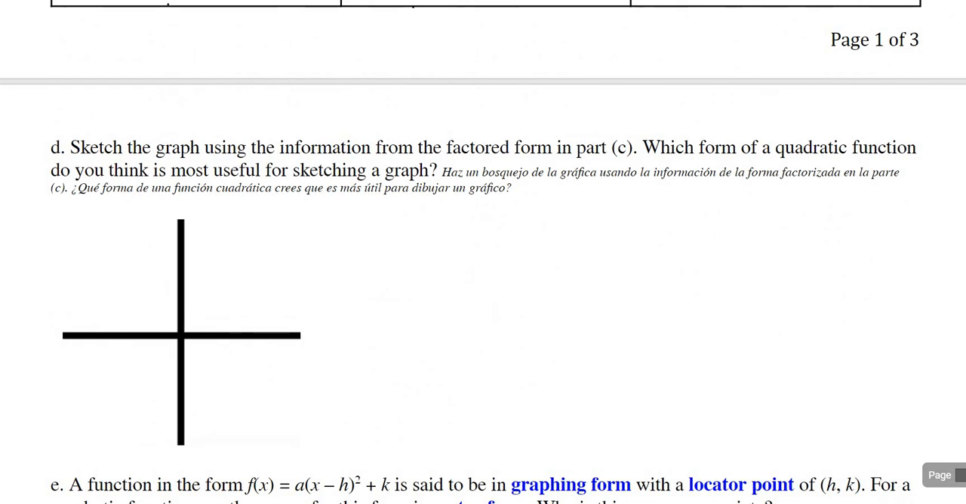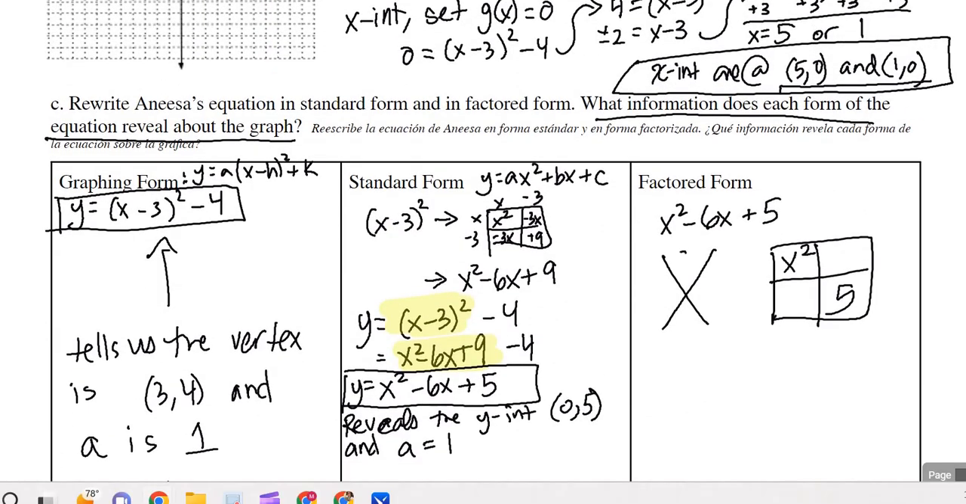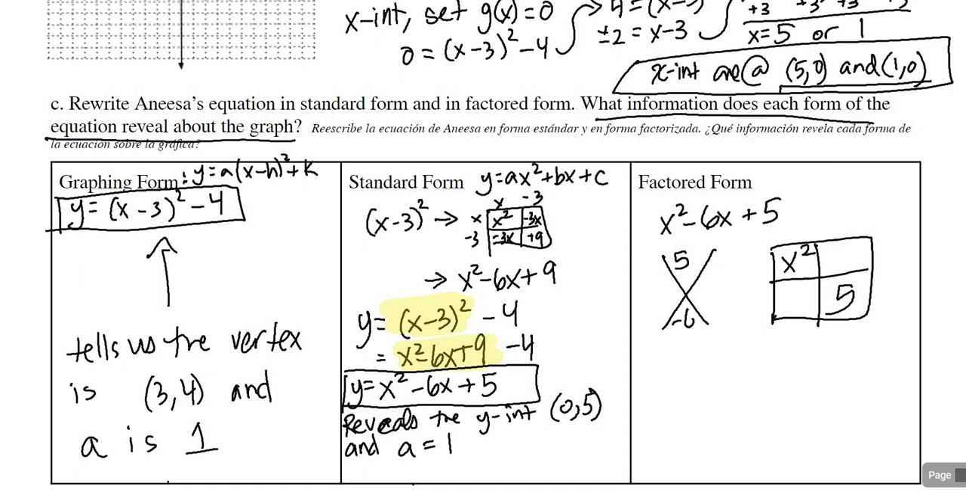Okay, I need two numbers that multiply to 5 and add to negative 6. Well, I happen to know that negative 1 times negative 5 is both positive 5 if you multiply those numbers together, and negative 6 if you add those numbers together. So I have negative x and negative 5x, and I finish factoring. And that gets me y equals x minus 5 times x minus 1.